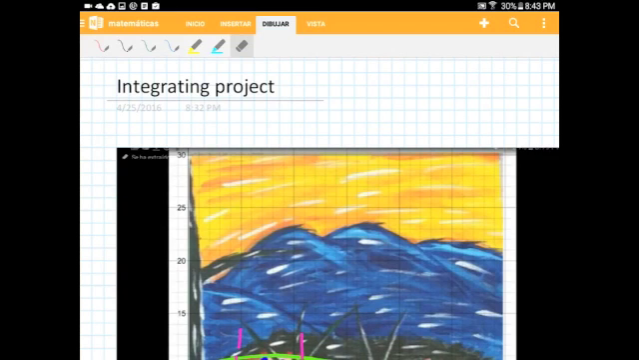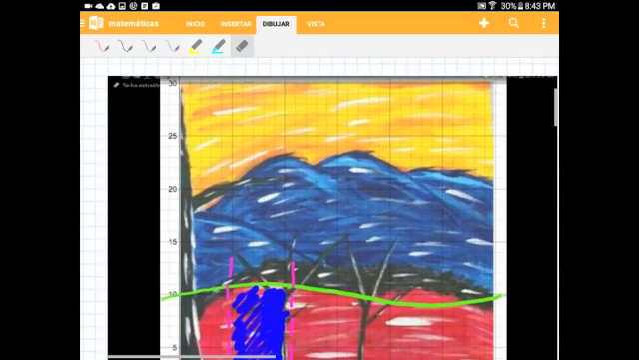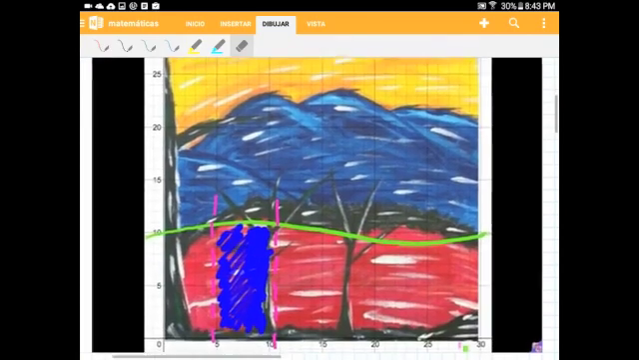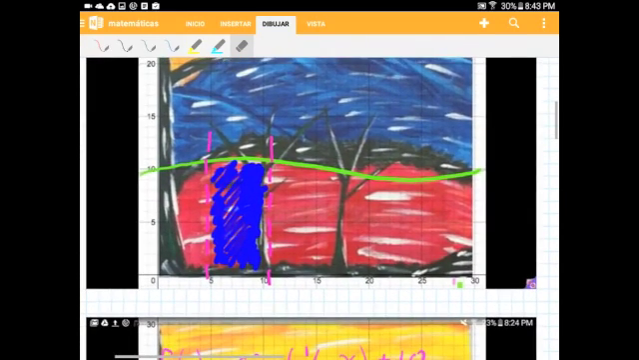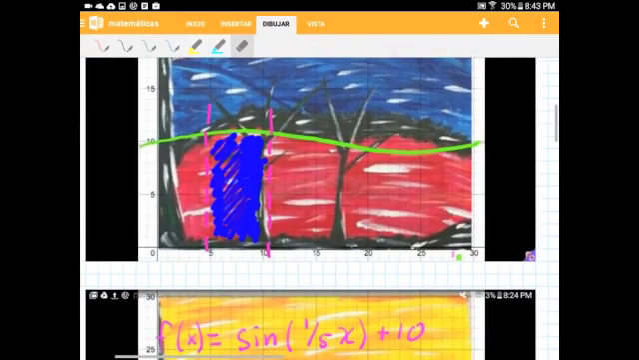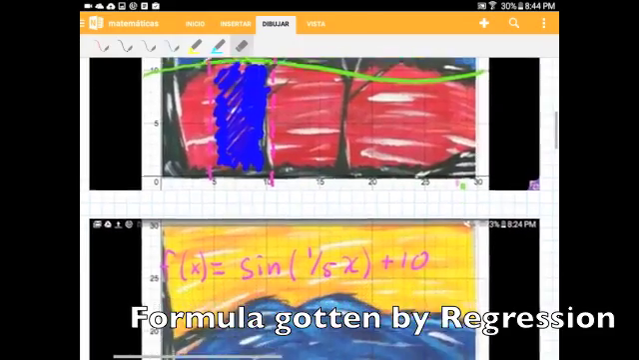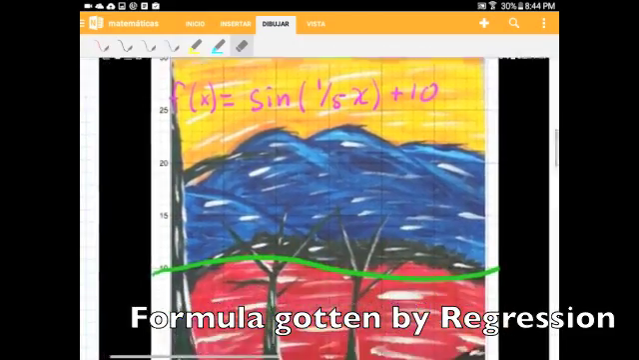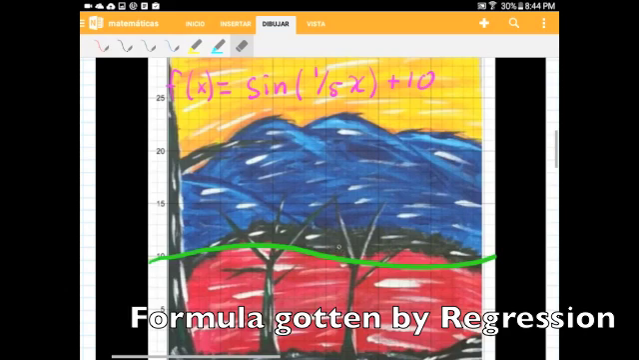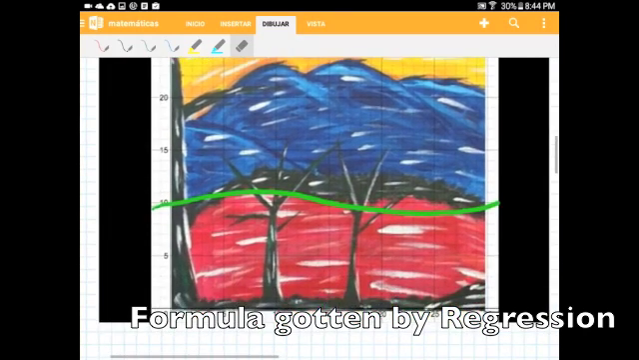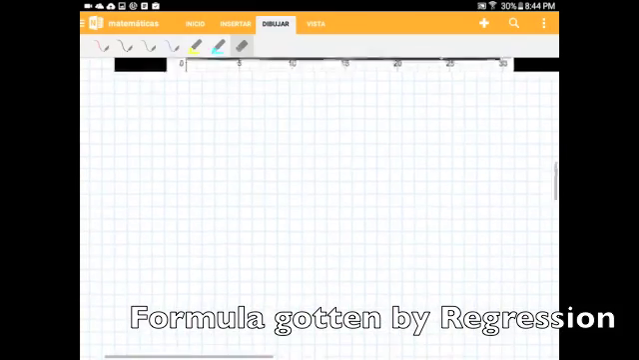So here is our final project. In the next image, you can see the area we're trying to find out using integral calculus. Here it is, shaded in blue. So now, the green line, as you can see, is equal to this formula, sine of 1/5 x plus 10. So let's start the problem to find out the area.